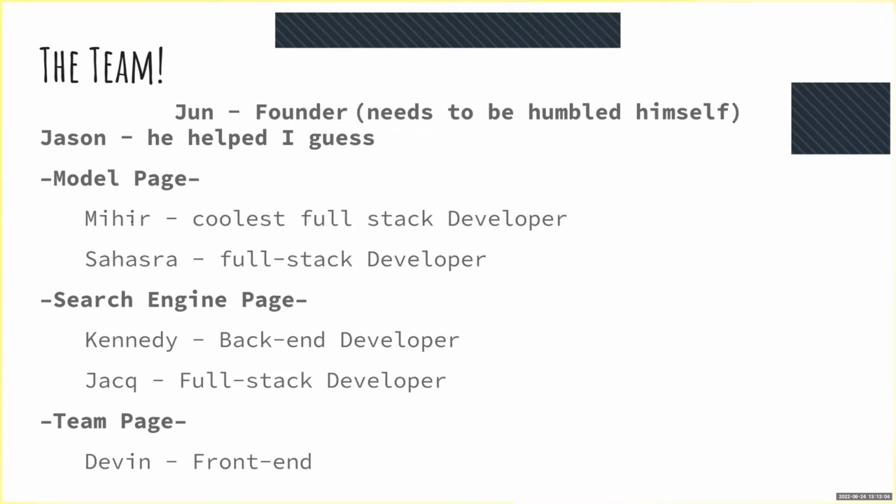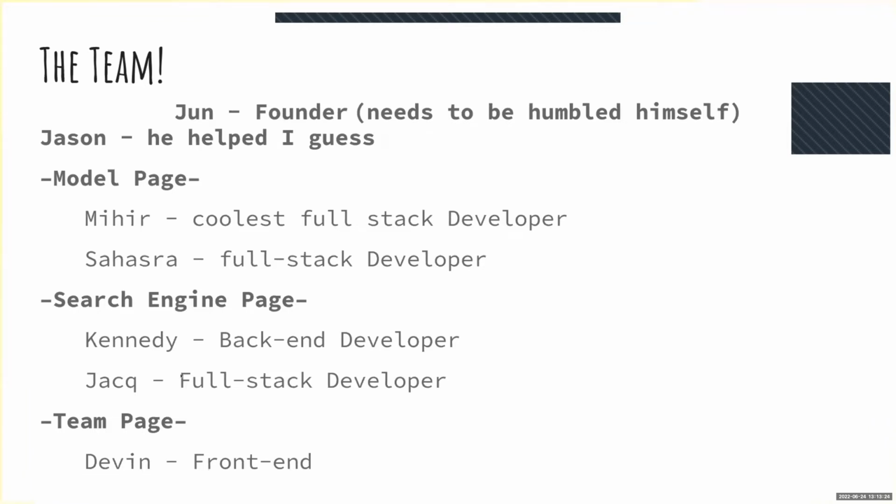The model page was created by Mihir and Sahasra, and they swapped between front end and back end, and really did well with the model page. Search engine: Kennedy and Jack. Kennedy mostly worked back end on that, and Jack did mostly front end, but she also did a little bit of back end as well. The team page, there wasn't a lot of back end involved, so Devin pulled in and did a really good job by himself, but he only did the front end since there wasn't much back end involved.